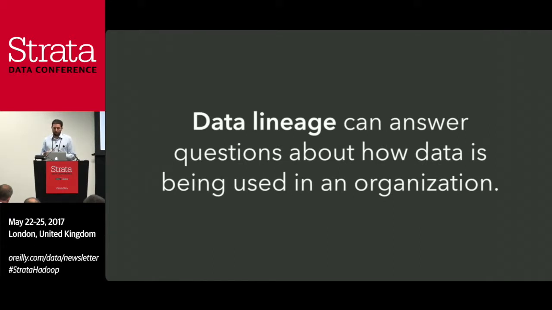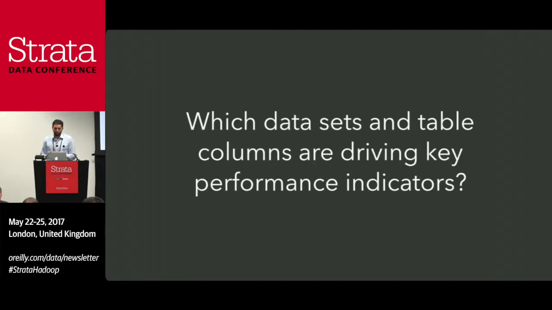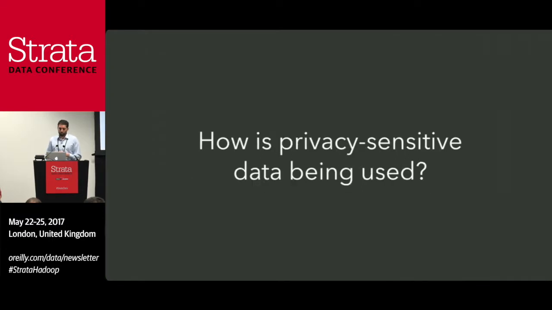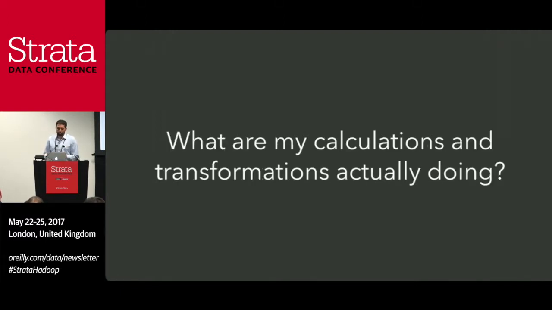And generally, we found that lineage is actually critical in answering a ton of different questions that an organization might have about how its data is being used. So some examples, what are the key data sets, the key table columns that are driving all of our KPIs? In more secure settings, how is privacy-sensitive data being used? Are the right people accessing it? The people who do have access, how are they using that? Are they masking it in the right way? Is it being treated properly, again, throughout that entire pipeline?